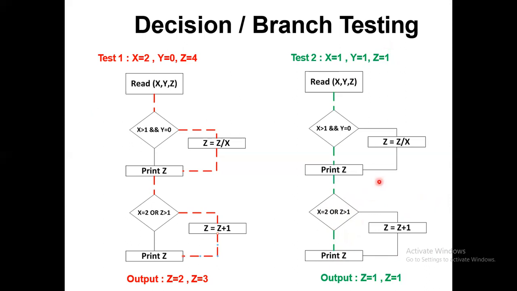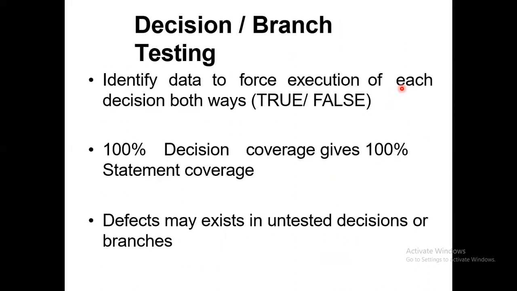Right? This is how you are doing the decision branch testing. In the examination or in your quizzes, this kind of flowchart or the code will appear. Then you have to derive the possible values for your decision branch testing. So in decision branch testing, we have to identify the data that could go for both the true and false path of a decision or the branch.